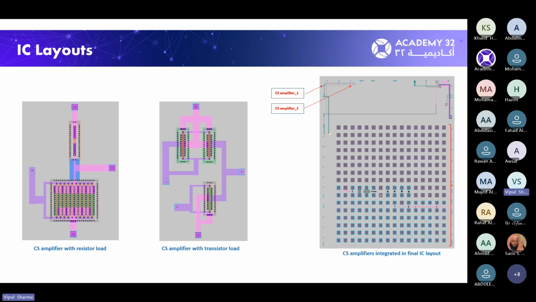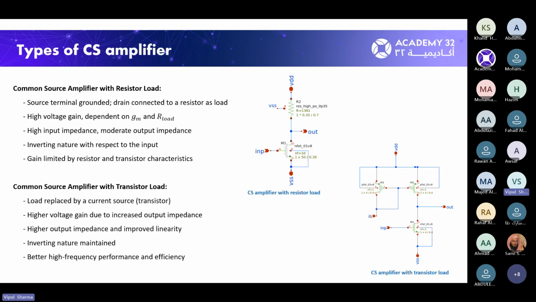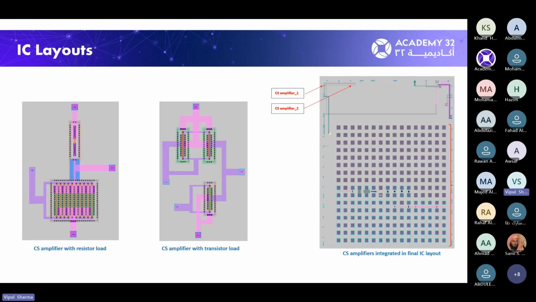So this is how a layout looks like. Similarly, for the other common source amplifier, we have all three transistors. You can see we are using 3 transistors here. So these are 3 transistors, and this is how they are connected: input, output, VDD, VSS, and this is the biasing terminal. So this is how these amplifiers actually look in a layout, and they are now integrated in a complete layout of a chip.